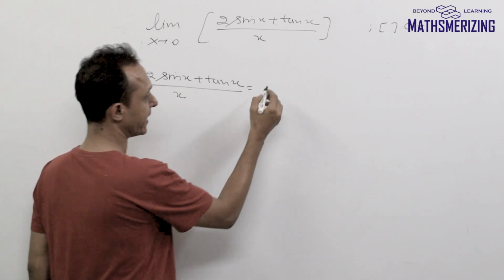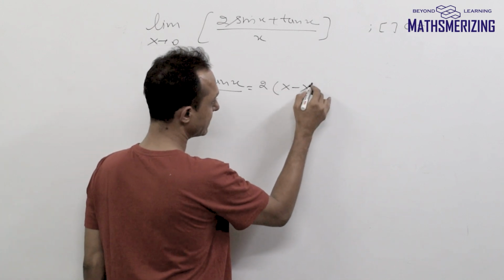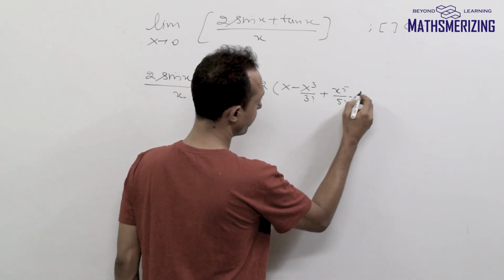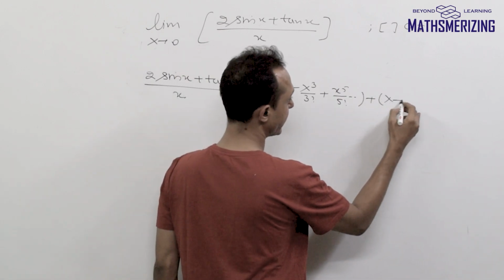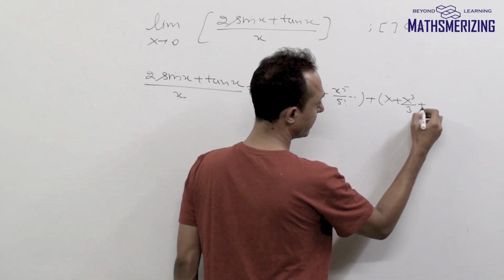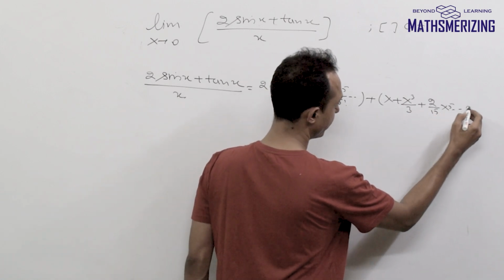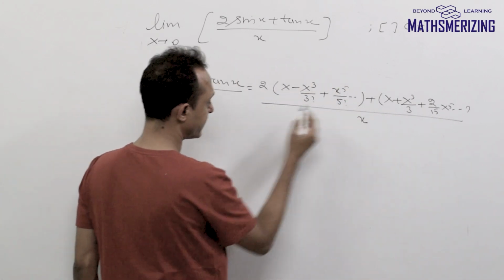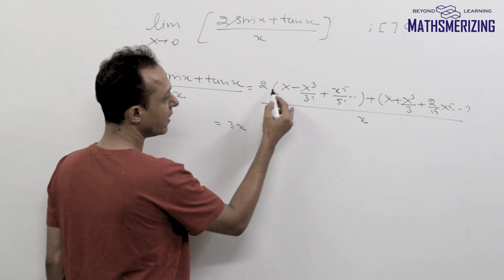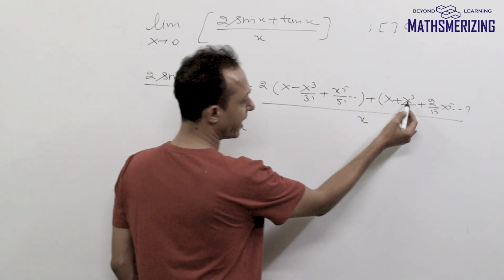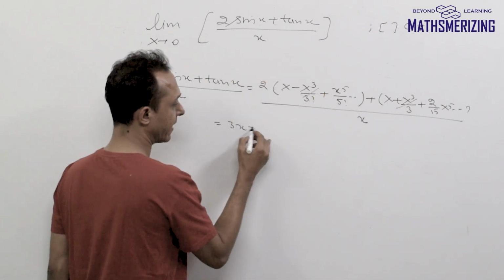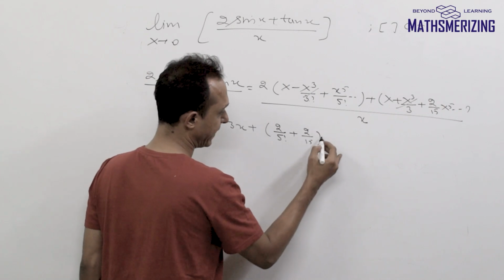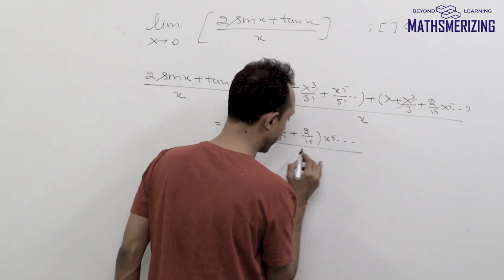So I'll write the expansion formula for sin x. It'll be 2 times (x minus x cube upon factorial 3 plus x to the power 5 upon factorial 5), and then plus 10x, which is x plus x cube upon 3 plus 2 by 15 x to the power 5, whole divided by x. Now here 2x plus x will be simply 3x, and then 2x cube by factorial 3 will be x cube by 3, and plus x cube by 3, so we'll cancel, and then I'll get 2 by factorial 5 plus 2 by 15 x to the power 5, whole divided by x.